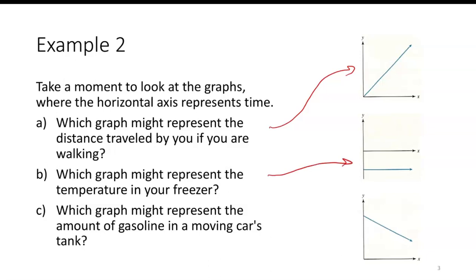And which graph might represent the amount of gasoline in a moving car's tank? Well, I would expect there to be at least some gas in the tank, and it would be decreasing over time as the car is moving. So the decreasing suggests it's that third graph.